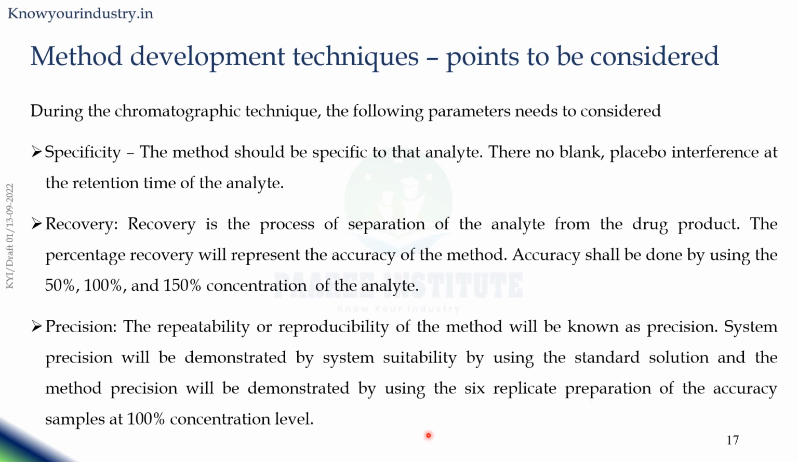So the precision will be demonstrated always with the 100% concentration level, for example, we have taken 100 mg. So you have to do 6 times and see how much variation is coming, and if it is as low as possible, then only your method is highly precise. I think these three parameters have been understood properly now.